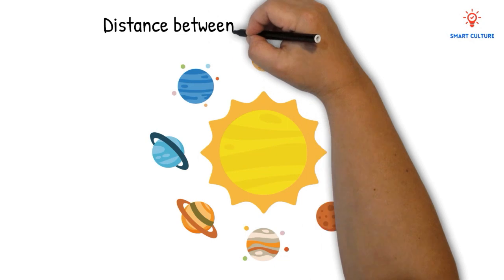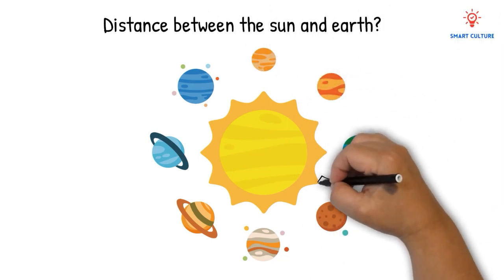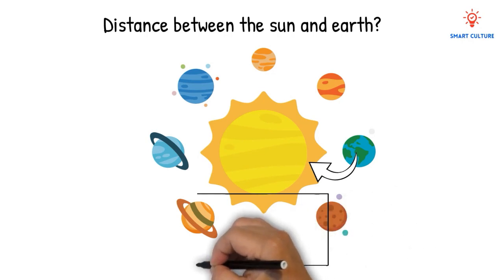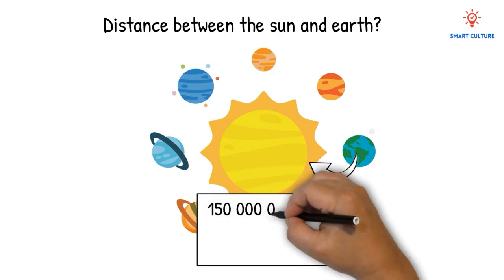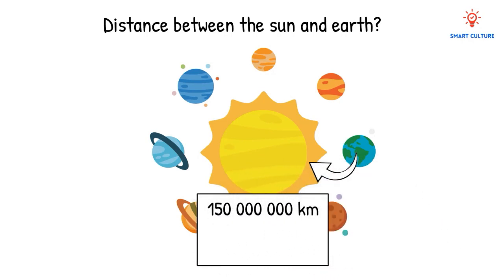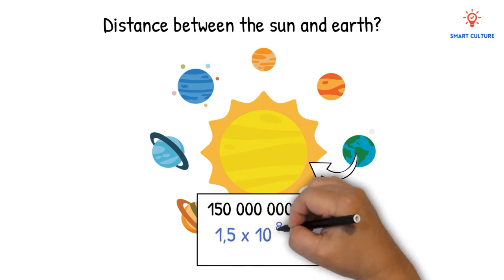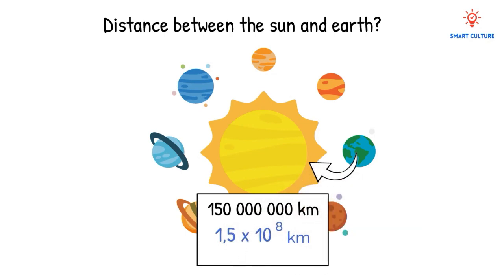Let's look at how it works in the other sense. If you are measuring something exceptionally large, like for example, perhaps the distance between the sun and Earth, that number would be 150,000,000. Such large numbers are difficult to work with. Instead, we will use scientific notation, which would be written as 1.5 times 10 to the power of 8.